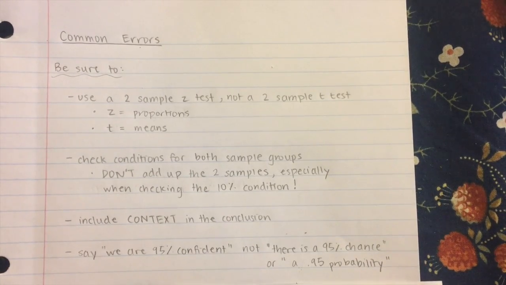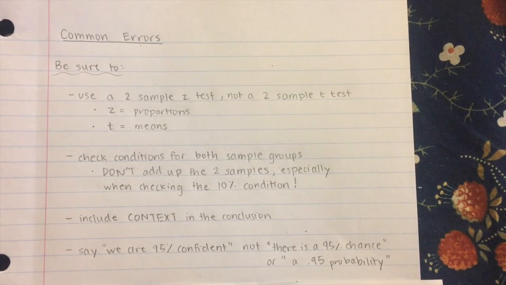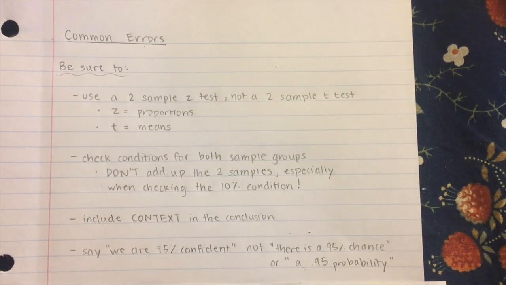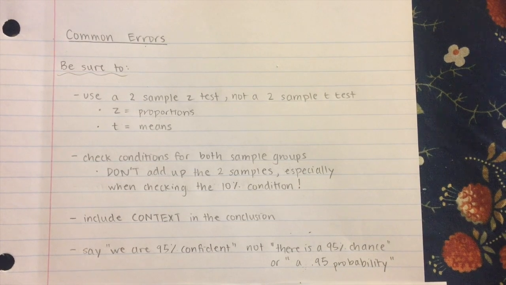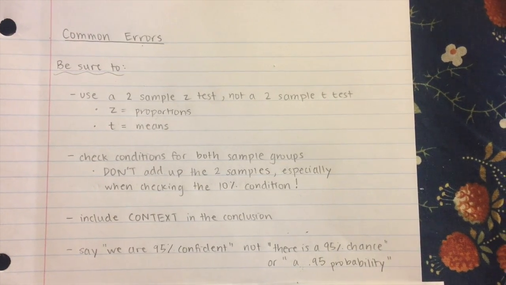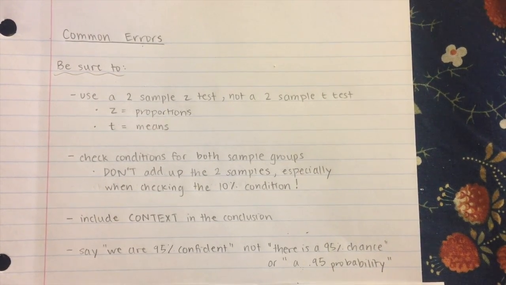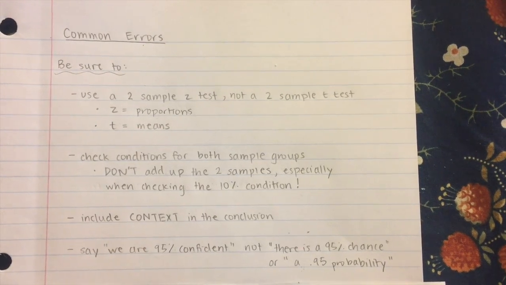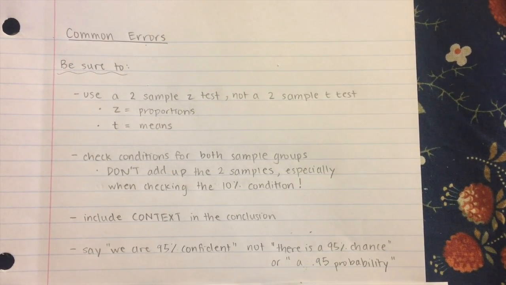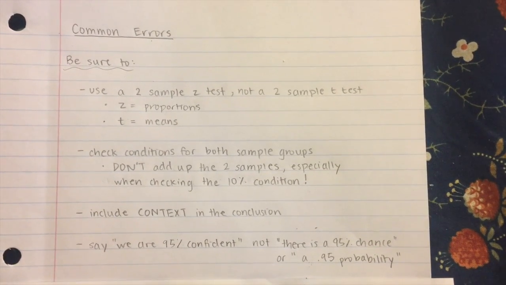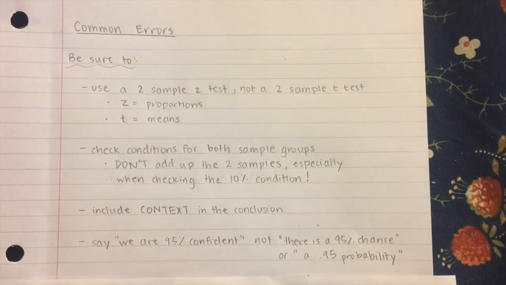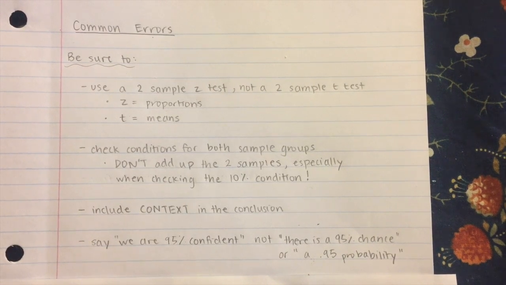Some common mistakes you could be making is using a two-sample t-test and not a two-sample z-test. Remember that a z-test is for proportions or categorical variables, while a t-test is for means or quantitative variables. Another mistake is that you are not checking your conditions for both sample groups, and make sure you check them individually. A third mistake is not noting your conclusion in context. The easiest way to do so is just to restate the question.